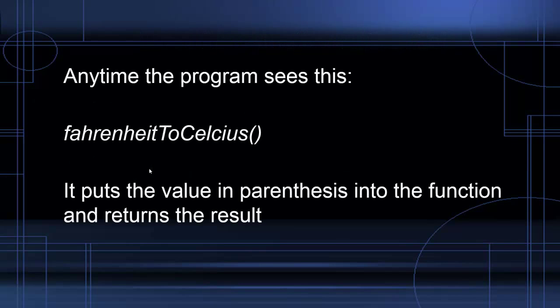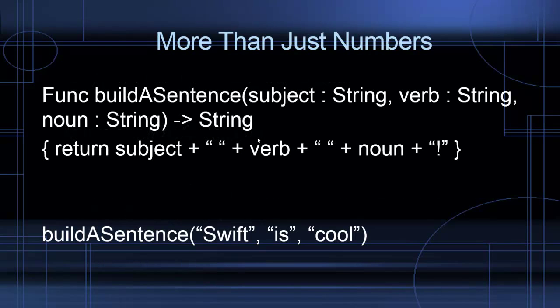All right, moving on. You can also call your function at any time by just giving the function name and then whatever values you need to put in parentheses. So anytime the program sees the function name followed by parentheses, it puts the value in parentheses into the function and then returns the result. And your function can have any purpose. It can calculate Fahrenheit to Celsius, so it can do math problems. It can also return strings and make sentences.